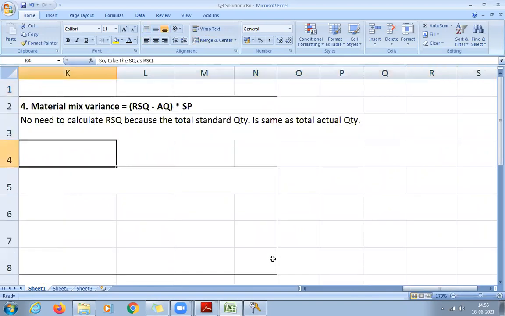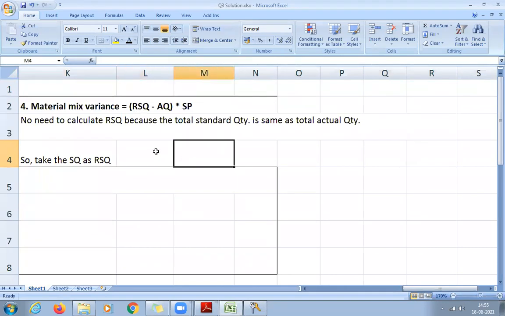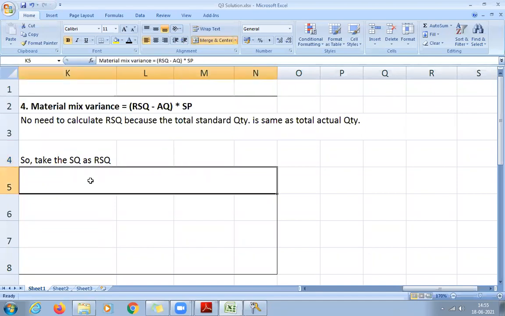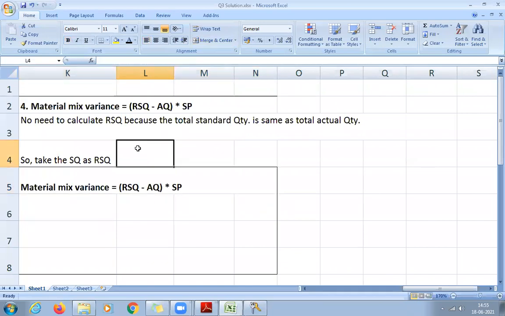So what to do now? If we cannot calculate the RSQ, then you can take whatever is standard quantity as RSQ in the formula. Wherever RSQ is there, you can take the standard quantity only, and then you can go ahead and calculate. So let us calculate. The formula is material mix variance is equal to RSQ minus AQ into SP.